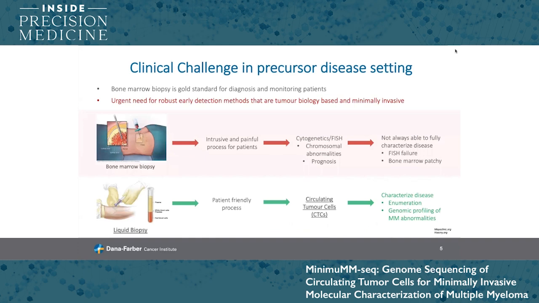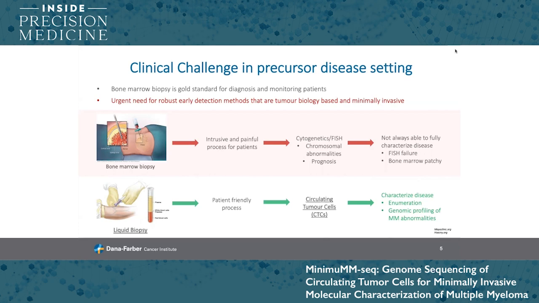And this really brings us to the clinical challenge in the myeloma setting. So bone marrow biopsy is required to fully characterize a patient's disease and is the gold standard for diagnosis and monitoring of patients. So this includes the isolation of tumor plasma cells from a biopsy sample to perform molecular cytogenetics and the FISH test, or fluorescence in situ hybridization, to detect specific chromosomal abnormalities underlying tumor biology. This can be used for the prognosis and risk stratification of patients.